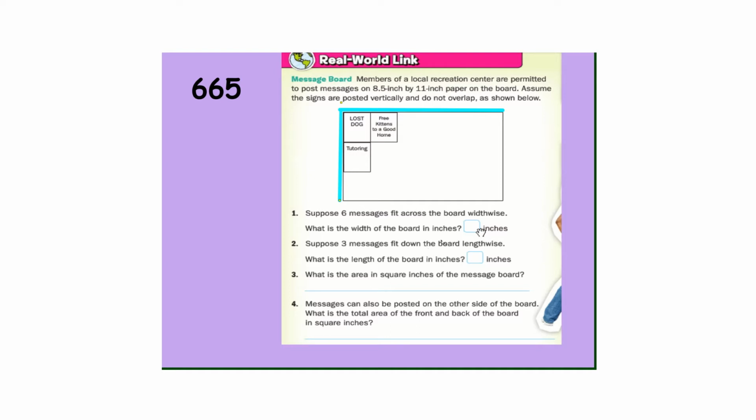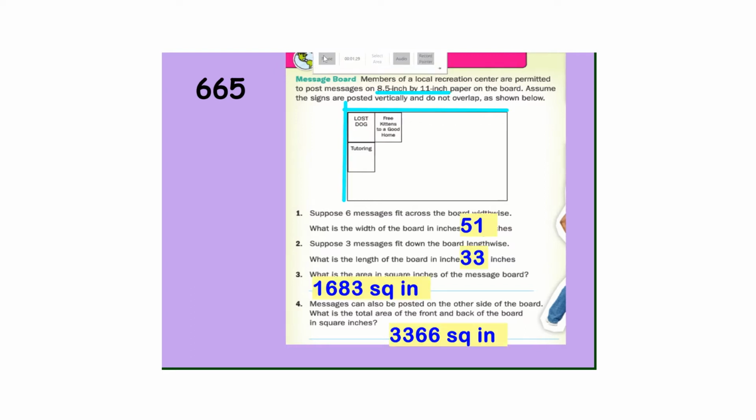What is the width of the board in inches? Each of these pieces of paper, it tells you right here, are 8.5 by 11 inch papers. So go ahead and figure out 1 and 2. And then number 3, what is the area of the message board, the whole board? Okay, answers are here.